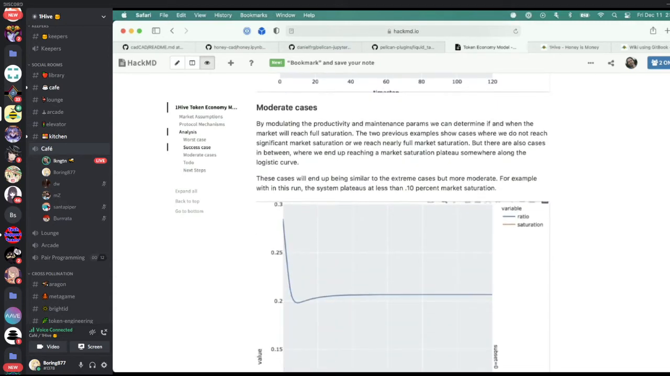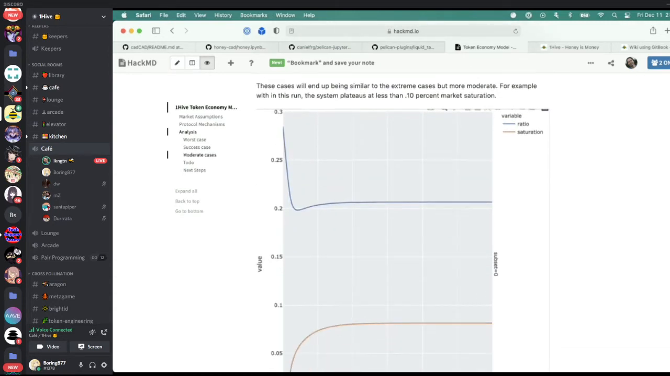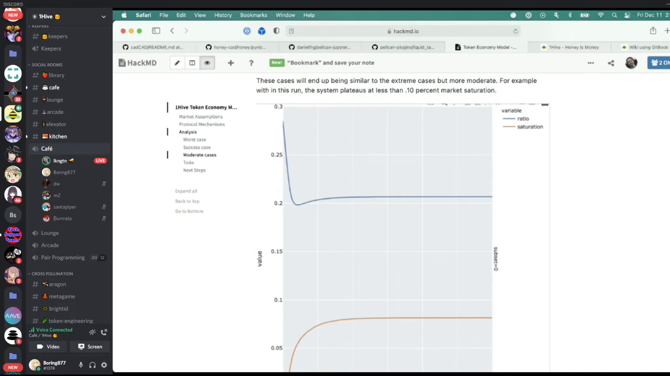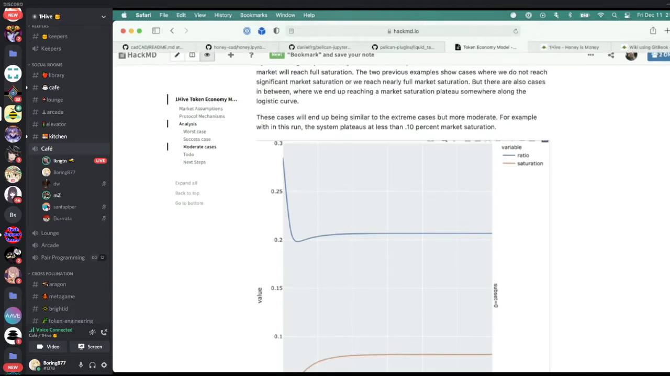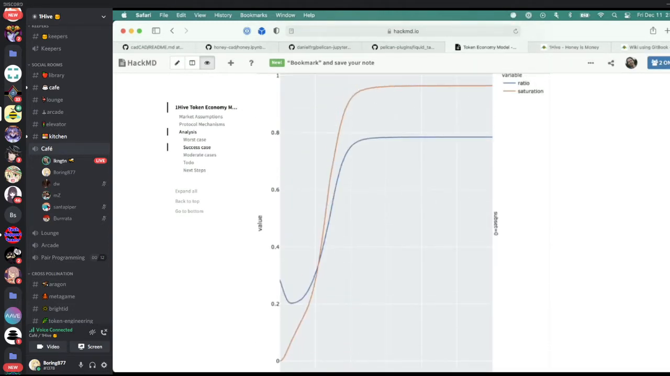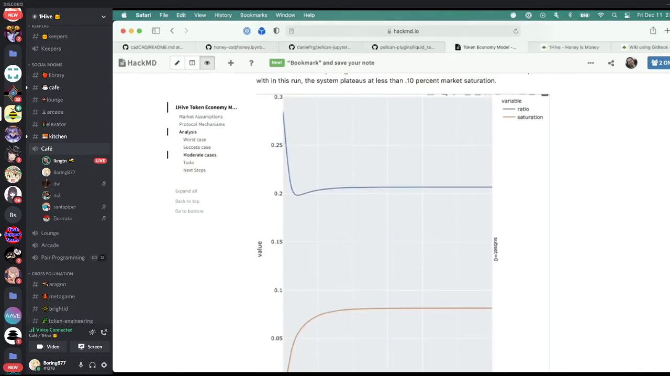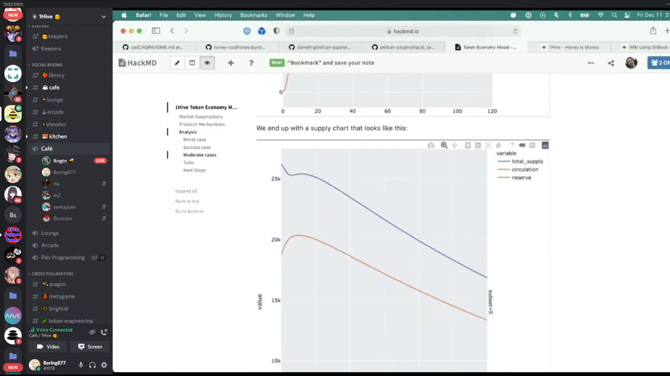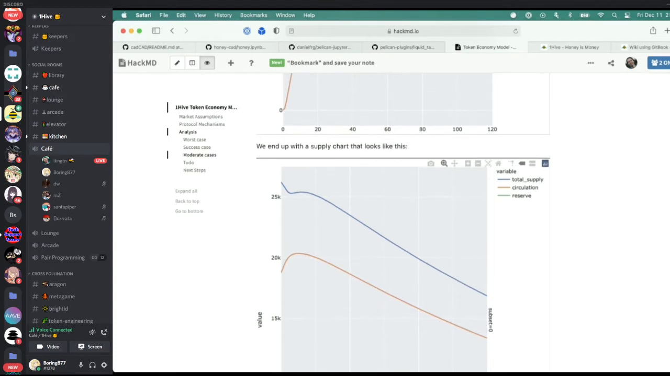And then in between those values, there are different levels where you plateau at different market saturation points that are either eventually stabilizing with price increasing or supply decreasing, but they're somewhere in between. It just modulates.